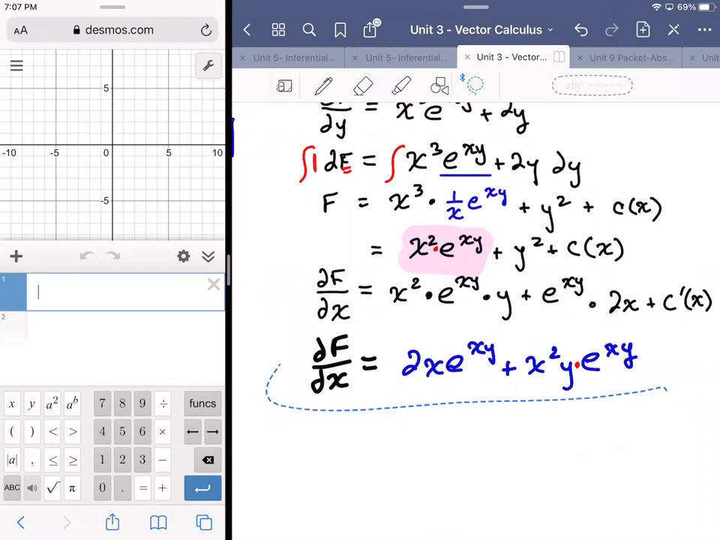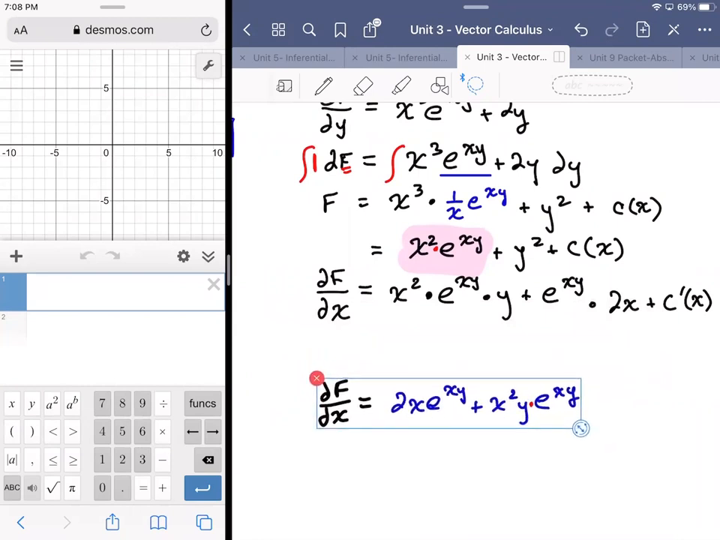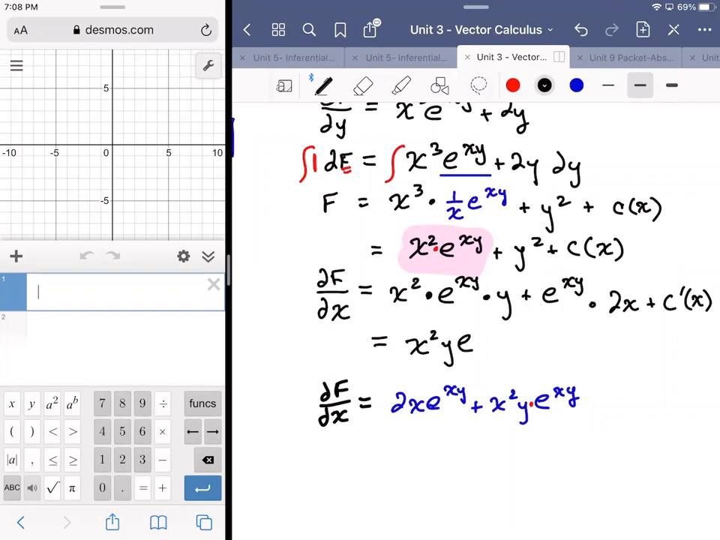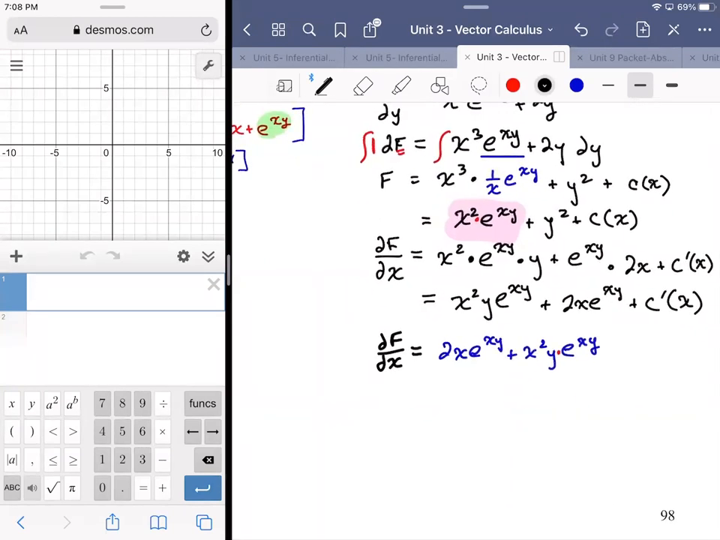All right. So it's usually a good idea to clean up a little bit just to make life a little easier. So this is x squared y e to the xy plus 2x e to the xy plus c prime of x. All right. So we have some consistency here, which is great. It doesn't always play out this way. You usually get a variable to cancel. It doesn't always happen that pretty much all cancel.